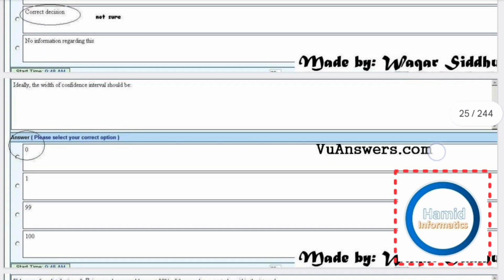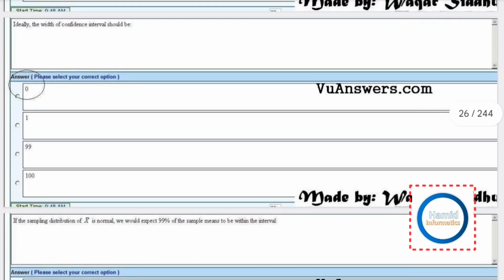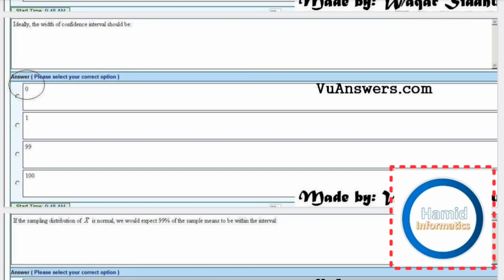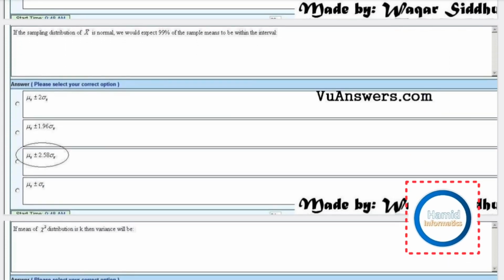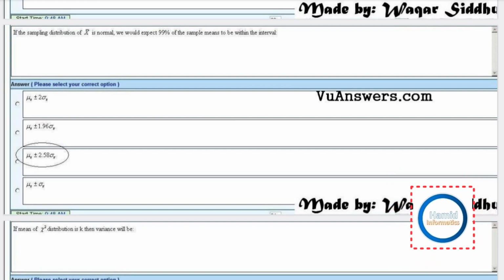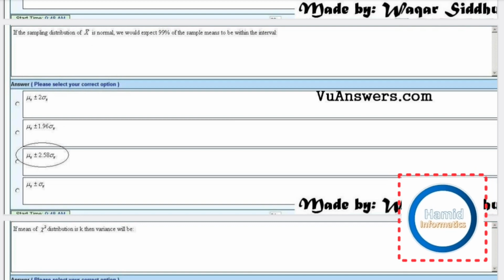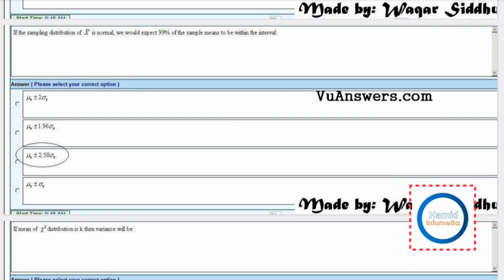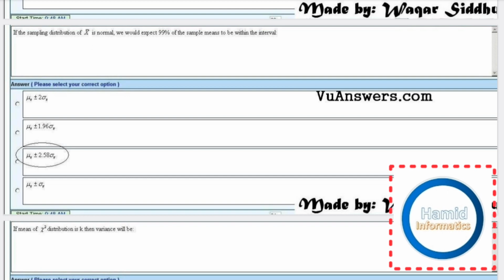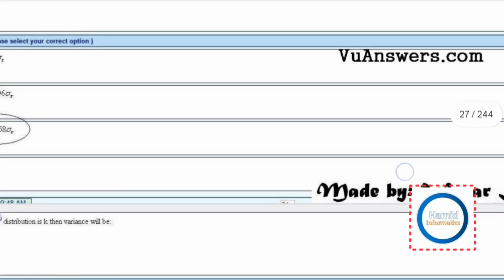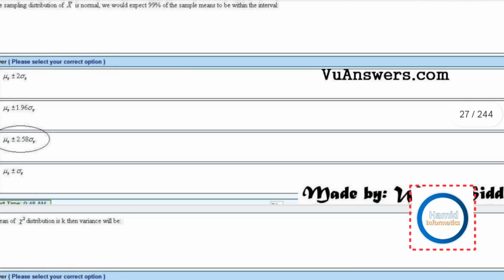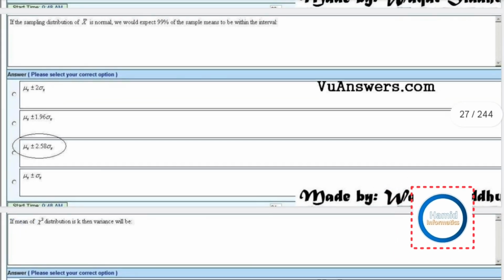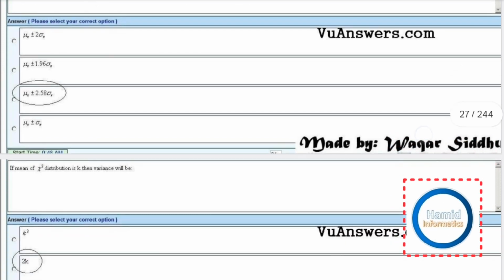Not sure, but ideally the width of confidence interval should be 0. If the sampling distribution of x bar is normal, we would expect 99% of the sample means to be within the interval mu_x plus minus 2.58 sigma_x.